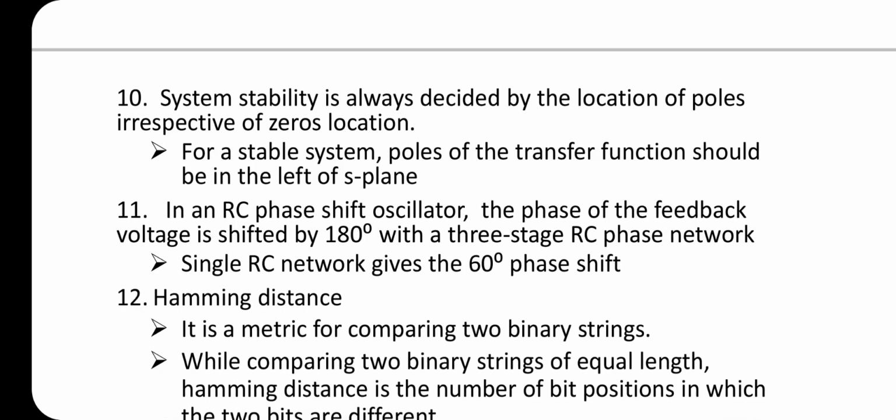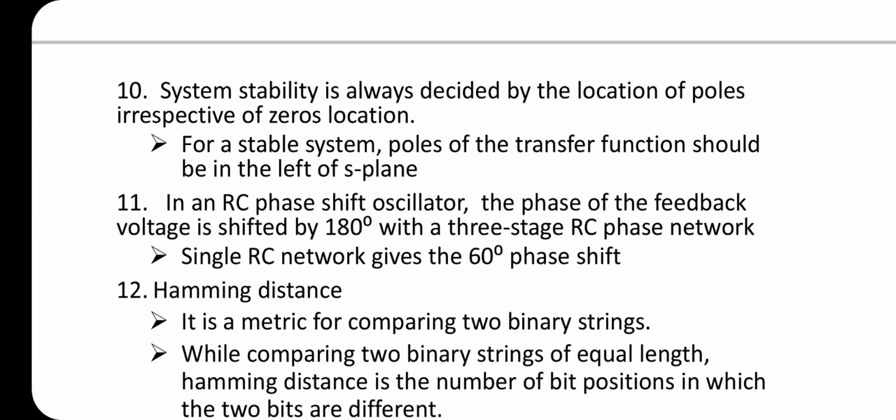System stability is always decided by the location of poles, irrespective of zero's location. For a stable system, poles of the transfer function should be in the left of S-plane. In an RC phase shift oscillator, the phase of the feedback voltage is shifted by 180 degree with the help of 3-stage RC phase network. Single RC network gives the 60 degree phase shift.